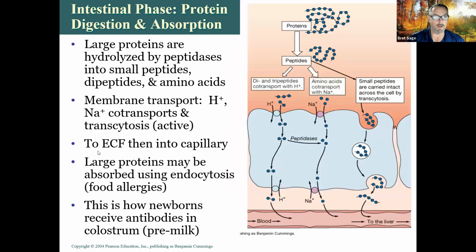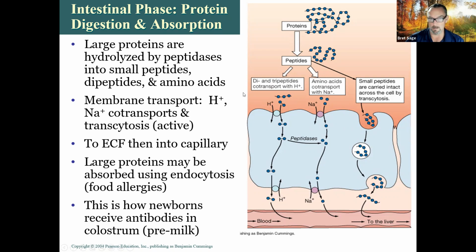Okay, protein digestion. So I talked about this a little bit earlier, but I'm going to go through it in a little bit more detail. Large proteins are hydrolyzed, or broken down using water, by peptidases, which are enzymes that break down proteins into peptides, which are large ones, dipeptides, which are two, and amino acids, which are individual ones. Okay, so notice that there are different ways that you can absorb this.